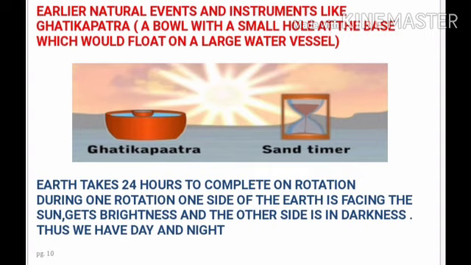Earth takes 24 hours to complete one rotation. During one rotation, one side of the earth is facing the sun. It gets brightness and the other side is in darkness. Thus we have day and night.